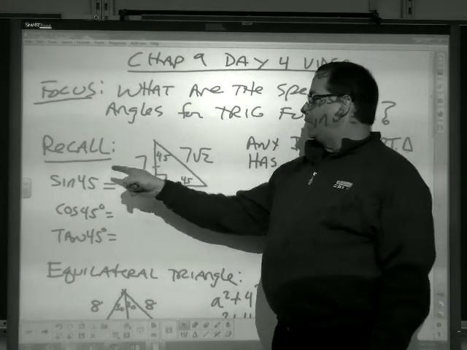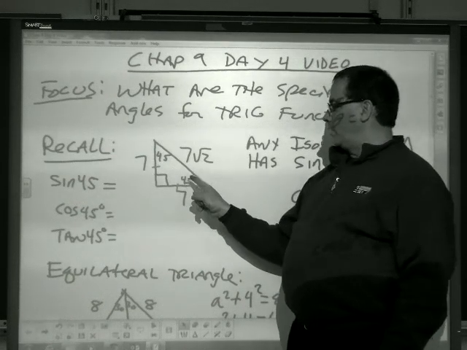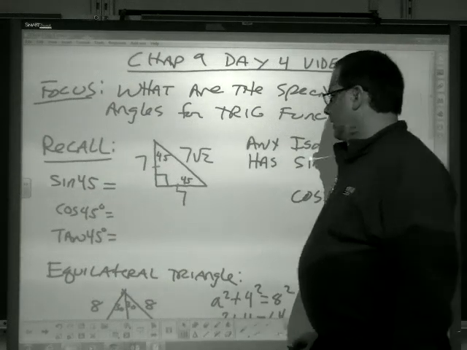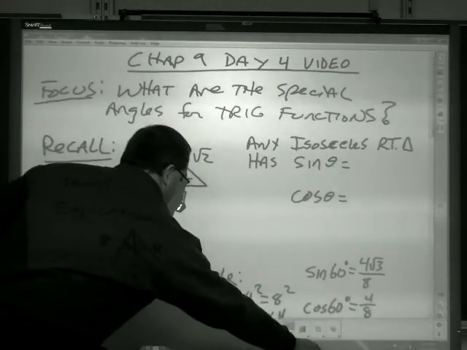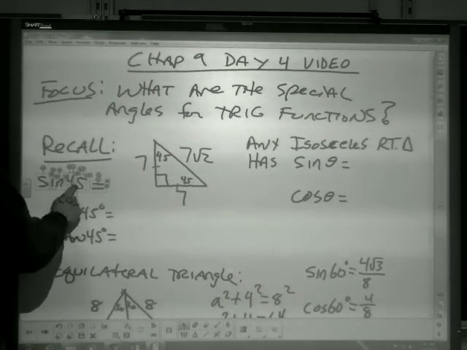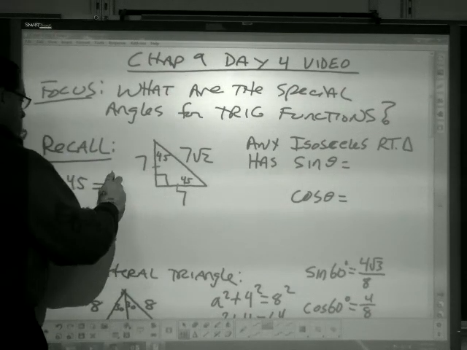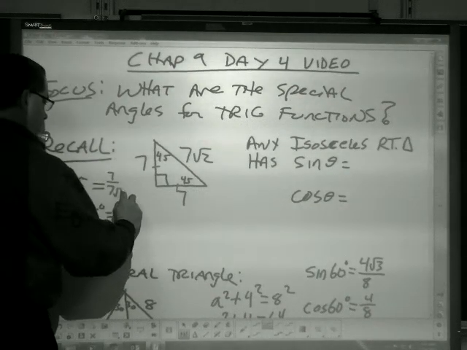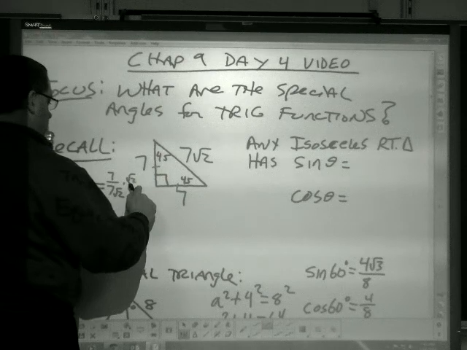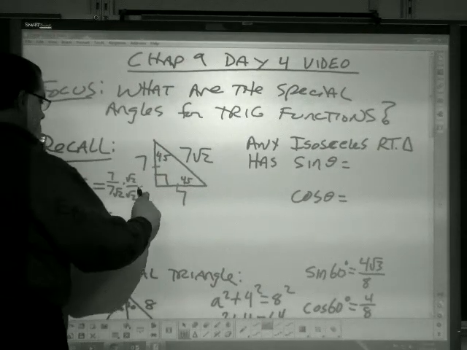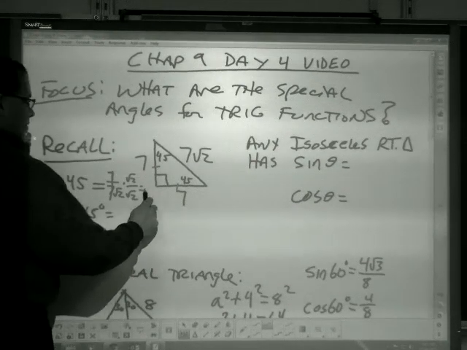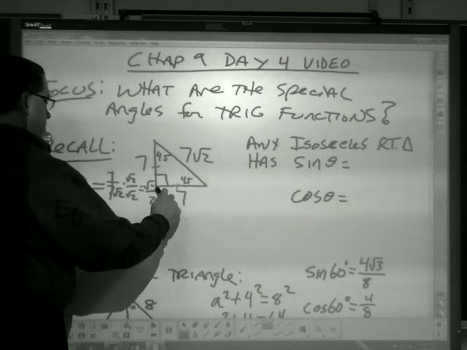So if I want the sine of a 45-degree angle, here's a 45-degree angle, it would be 7 over 7 radical 2. Again, I don't like to leave the radical 2 on the bottom. So I'm going to multiply by radical 2 over radical 2. The 7's reduce. Radical 2 times radical 2 is just 2. And we get square root of 2 over 2.